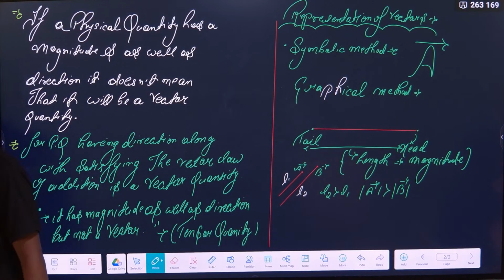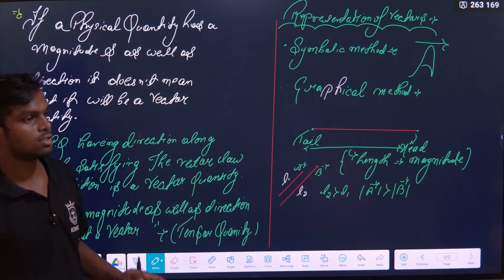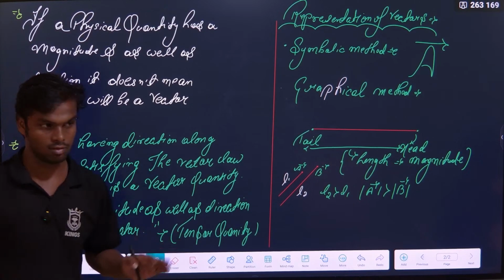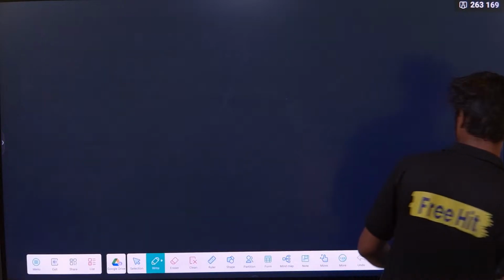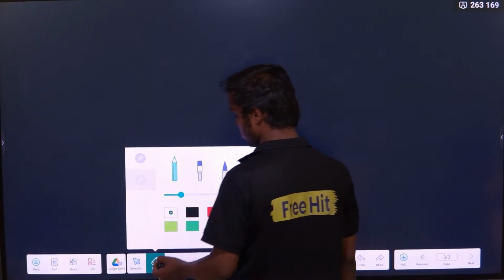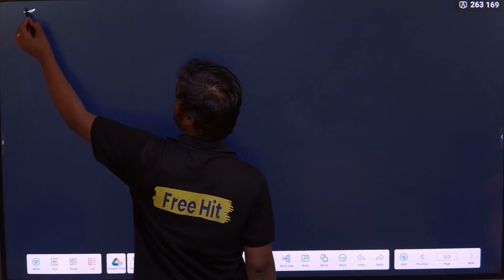There are two representations, one is the symbolic representation and the other is the graphical method or graphical representation. Now the next is the types of vectors. I hope till here everything is clear. Now the next thing is types of vectors.